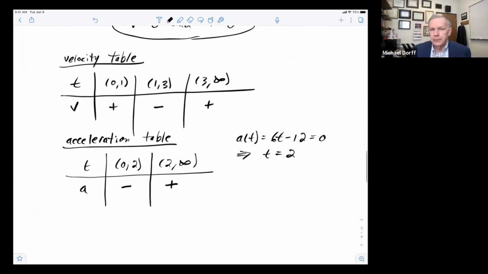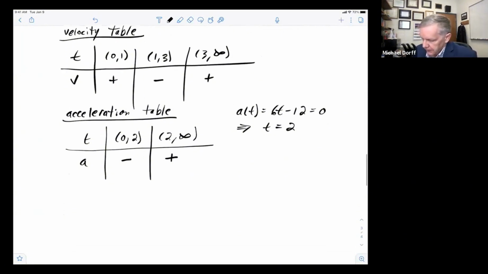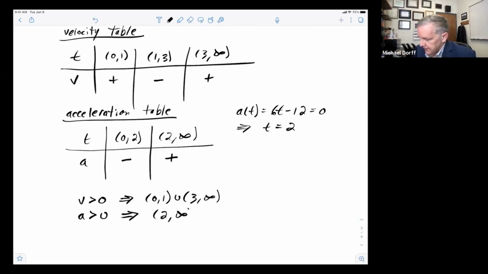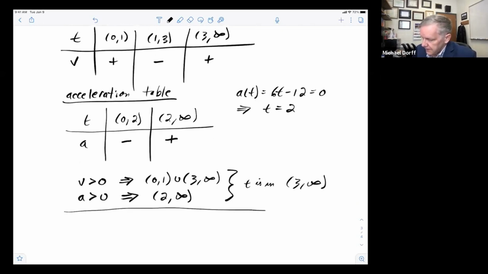So again, to figure out when it's speeding up, I make sure that my velocity and my acceleration have the same sign. Velocity is greater than 0 when t is between 0 and 1 and between 3 and infinity. And acceleration is greater than 0 when t is between 2 and infinity. So the combination of these two happens when t is in 3 to infinity. In that case, both the velocity and the acceleration are greater than 0. So that was one case.